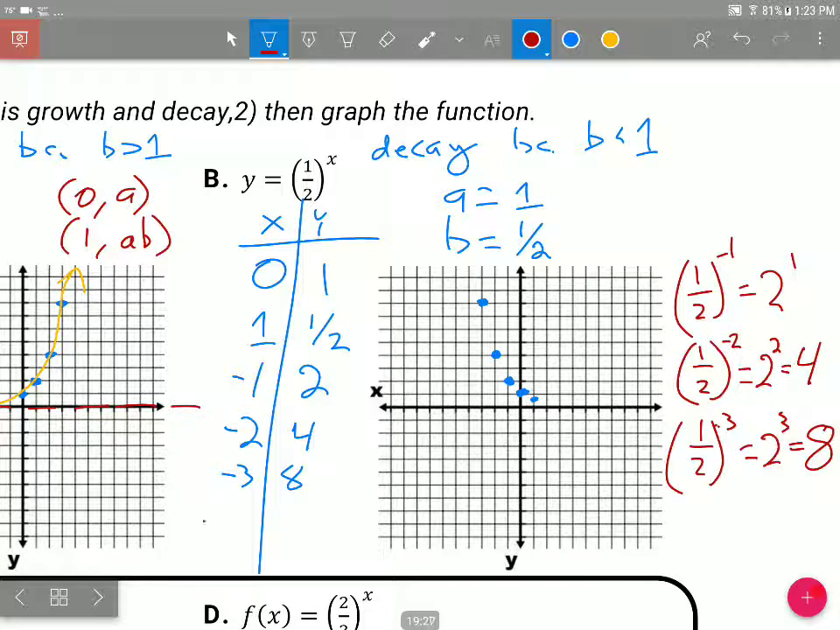All right, and your horizontal asymptote is still at y = 0. Right there. So you're going to have a graph that comes in real low, hits those points, and shoots up. Cool.